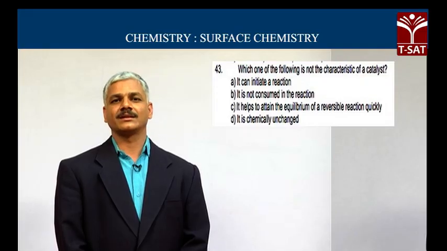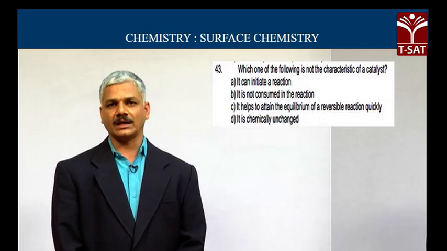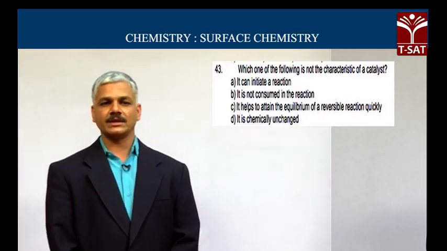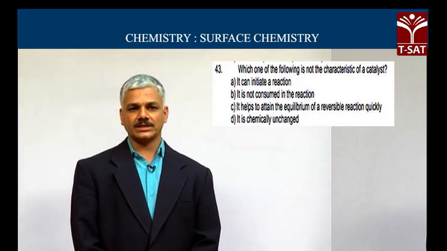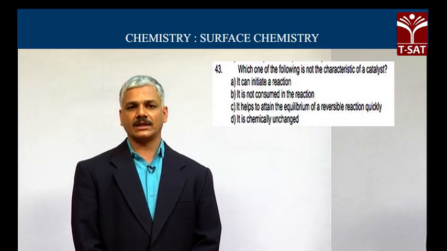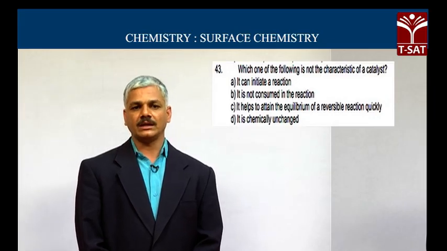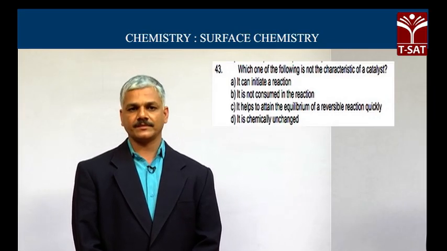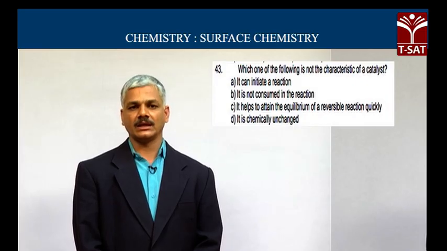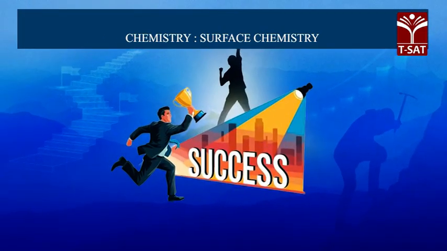43. Which one of the following is not the characteristic of a catalyst? Given options are: A, it can initiate a reaction; B, it is not consumed in the reaction; C, it helps to attain the equilibrium of a reversible reaction quickly; D, it is chemically unchanged. Correct option is A. Catalyst cannot initiate a reaction, it can only alter the rate of reaction.